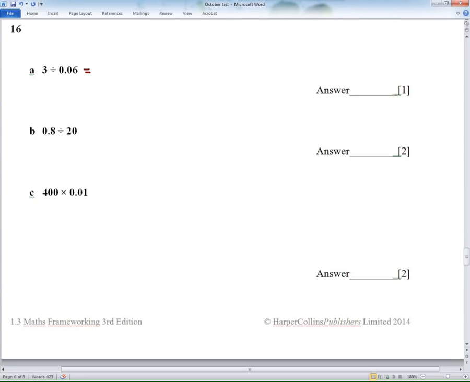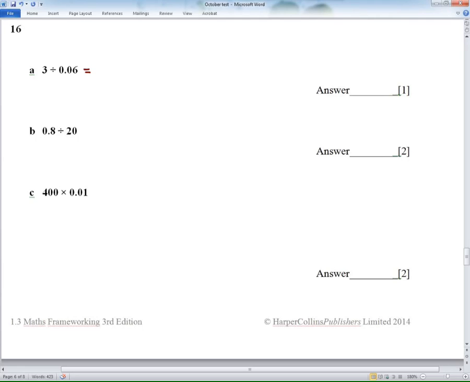Okay, let's look at 16. So people who attempted the correct method and got it wrong, that's unlucky. If you did attempt the correct method and got it wrong, I'll point out where the mistakes might have come from. If you didn't use the correct method and got the answer wrong, then shame on you.